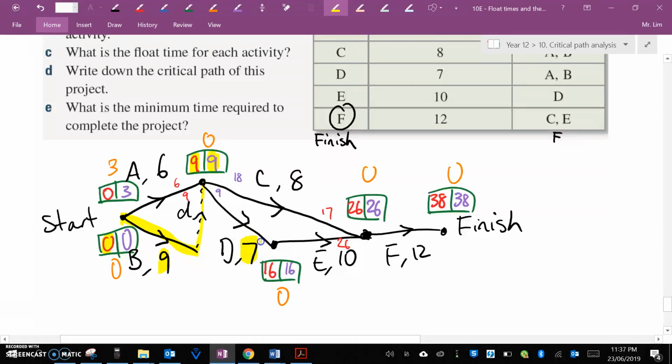9 plus 7, however, is equal to 16, so D is part of the critical path. 16 plus 10 is 26, so E is part of the critical path. And 26 plus 12 is 38, so F is part of the critical path. And that's my critical path: B, D, E, F.